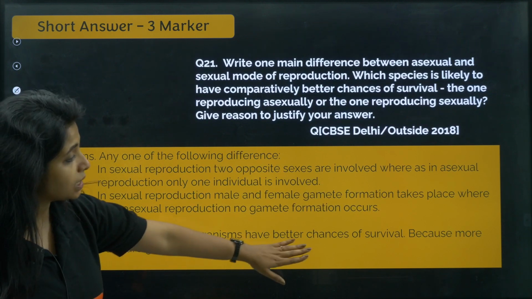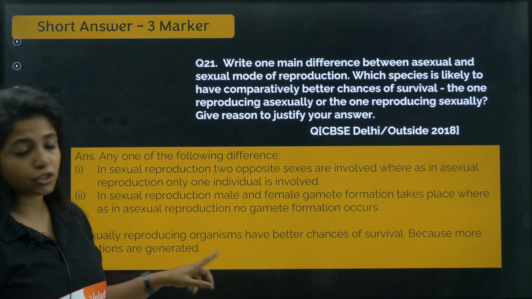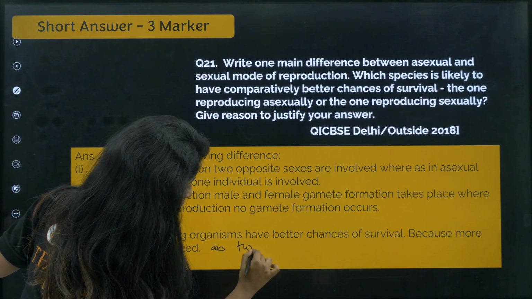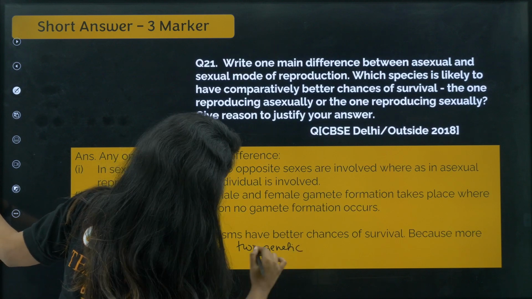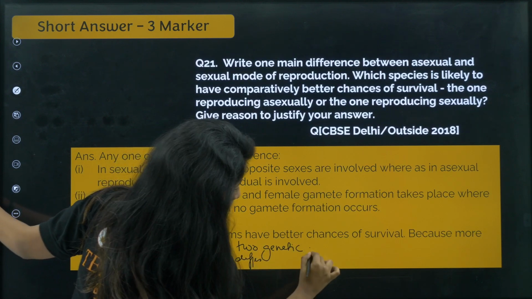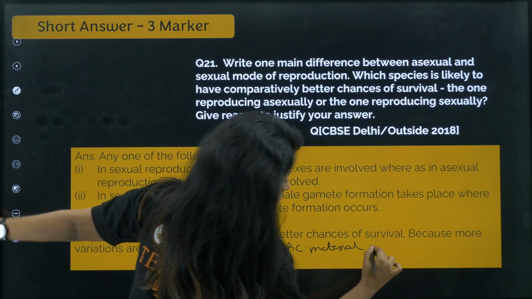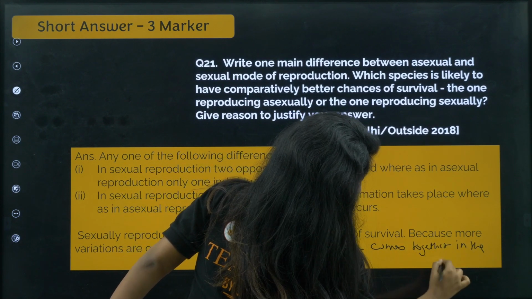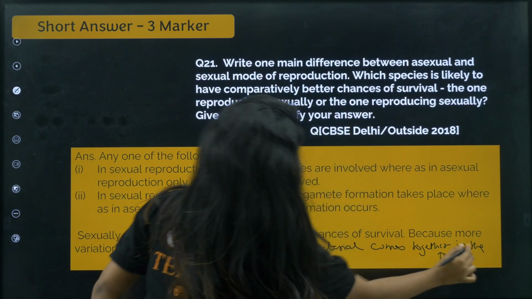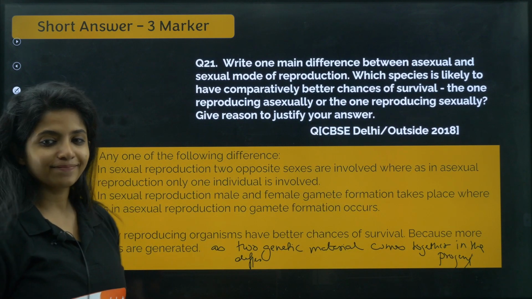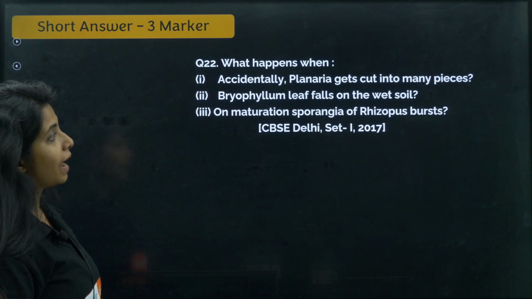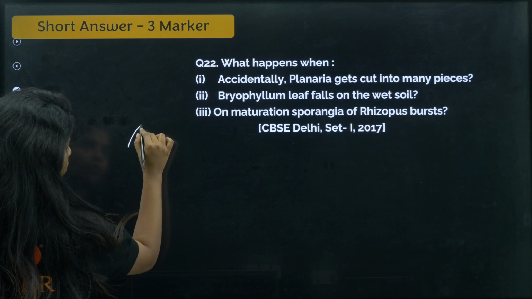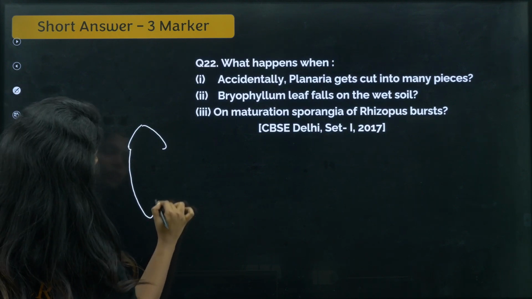Now, sexually reproducing organisms have better chances of survival because more variations are generated, as two different genetic materials come together in the progeny. Got it? Next question. What happens when accidentally planaria gets cut into many pieces? Have you seen a planaria? Planaria is a really cute guy. It's a flatworm, okay? This is planaria.